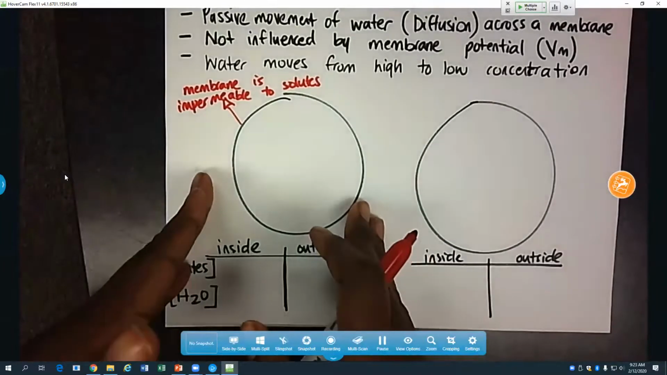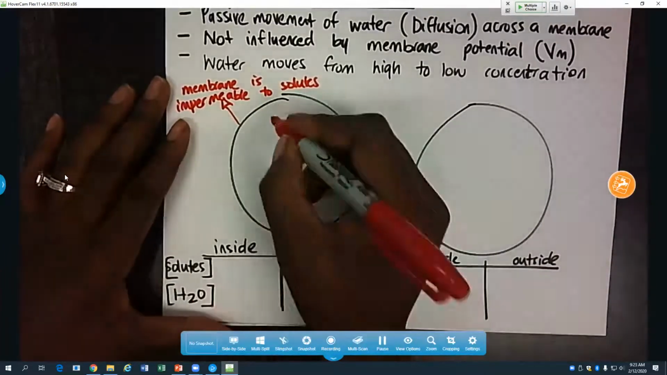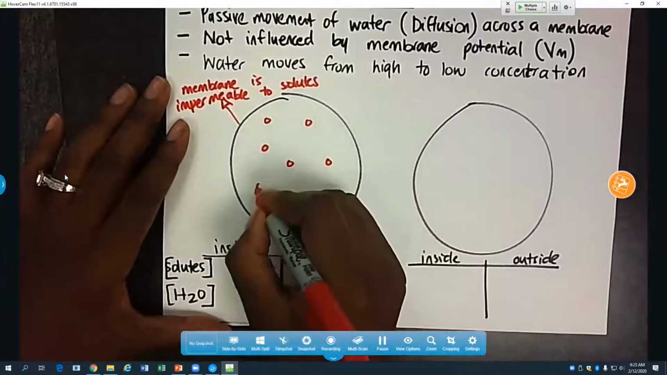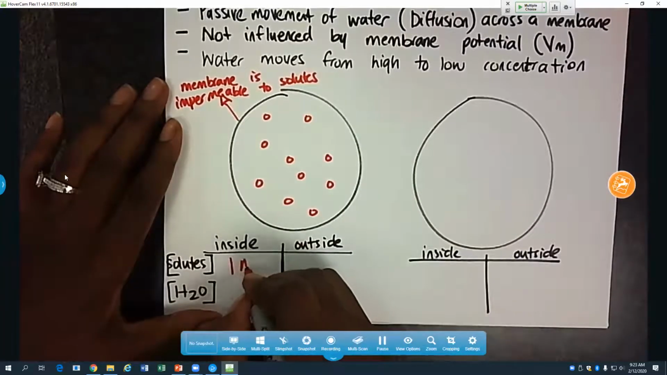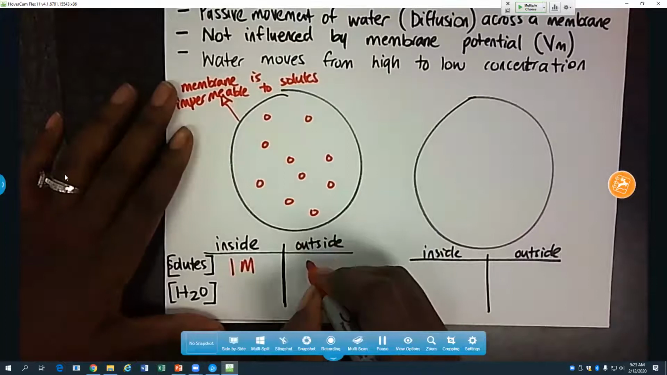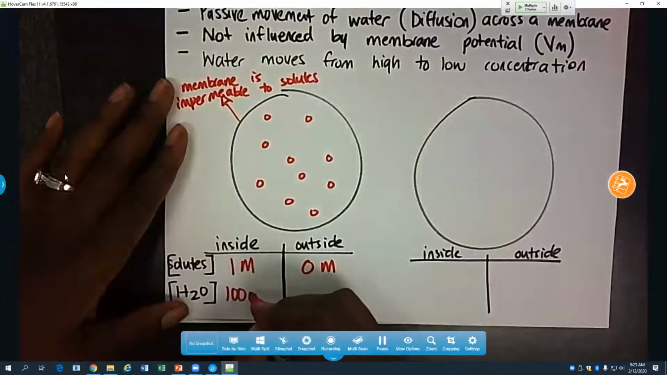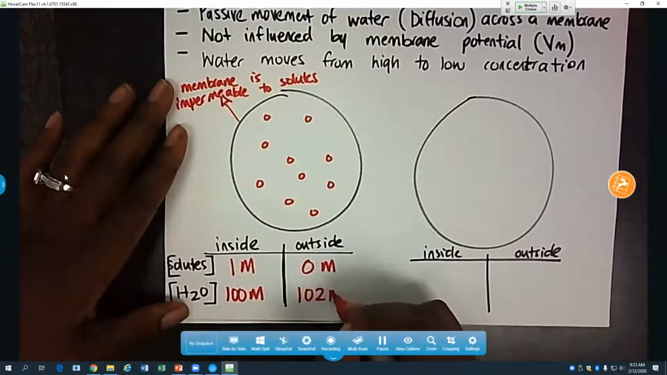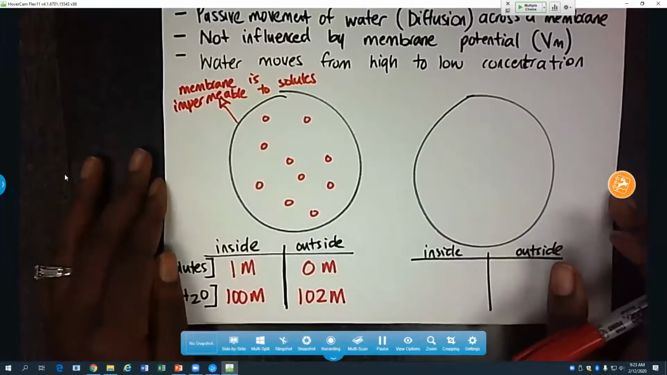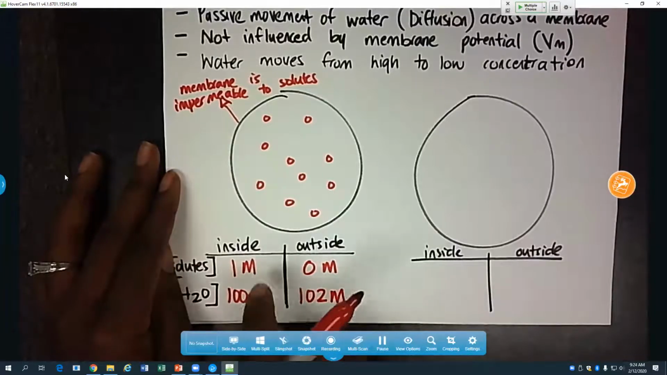On the first side, in this first solution, we have pure water outside, so there are no solutes outside, and then there are a few solutes dissolved inside the cell. So we have 1 molar of solute dissolved inside and 0 molar solute outside. And as far as water goes, we have 100 molar inside, and because we have much more water outside, let's say it's 102. So basically we have a solution outside of the cell that has all water and no solutes, and a solution inside that has water and some solutes dissolved.